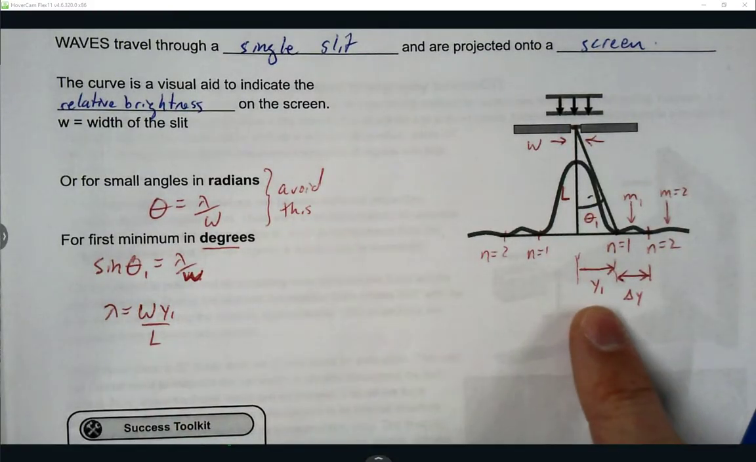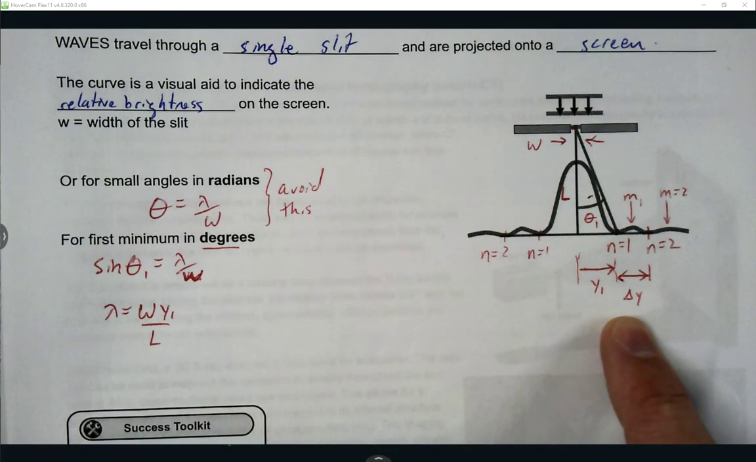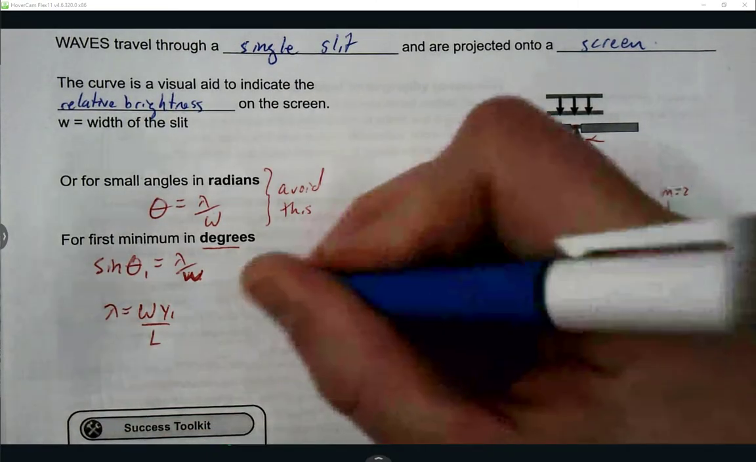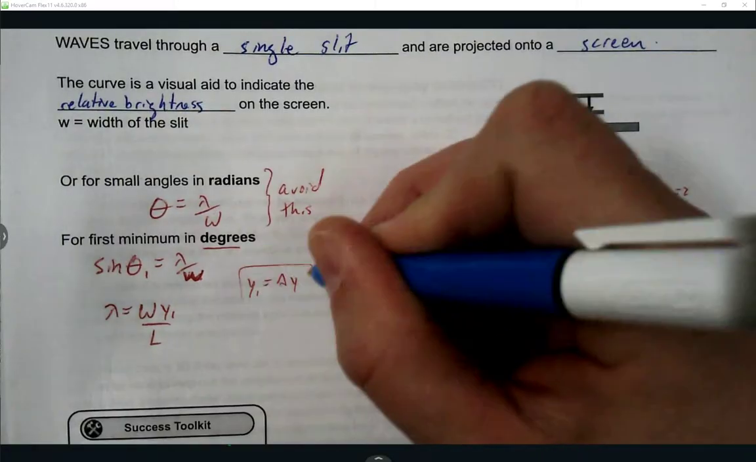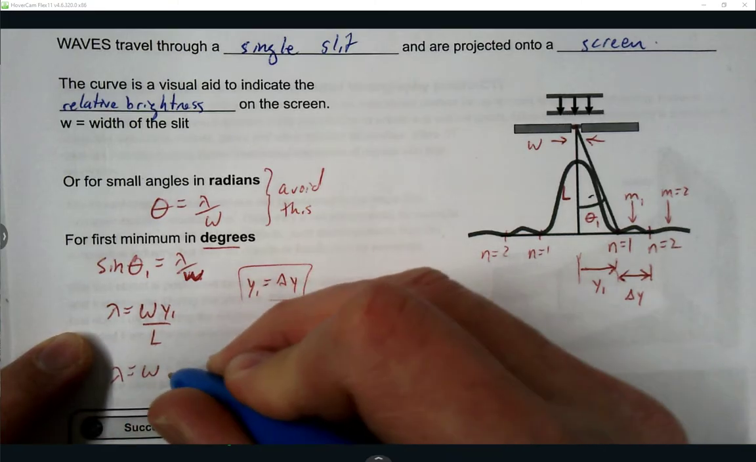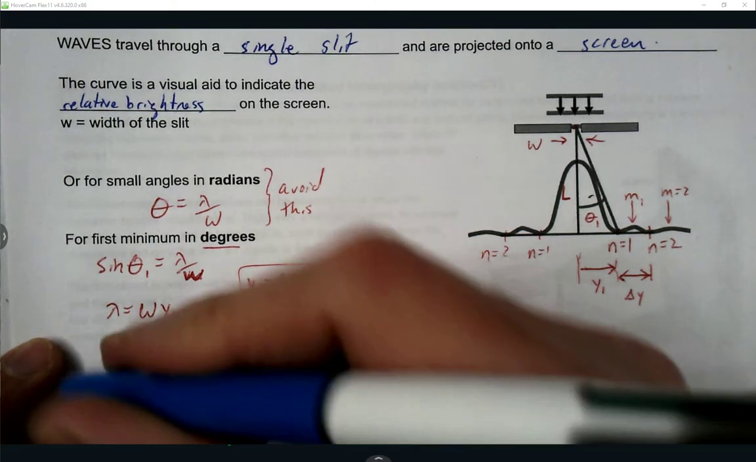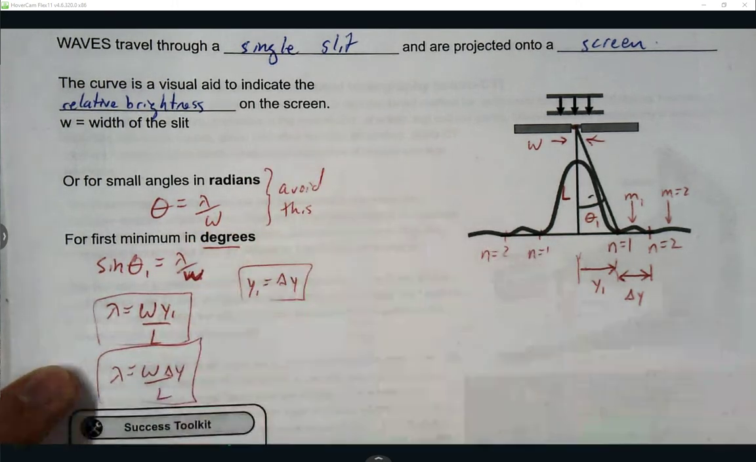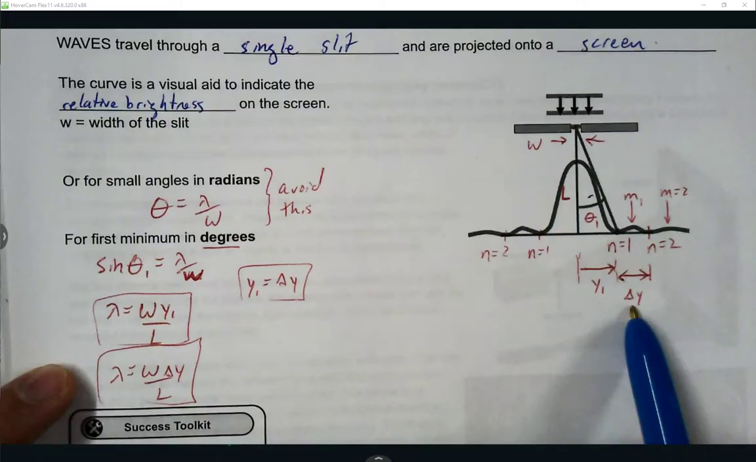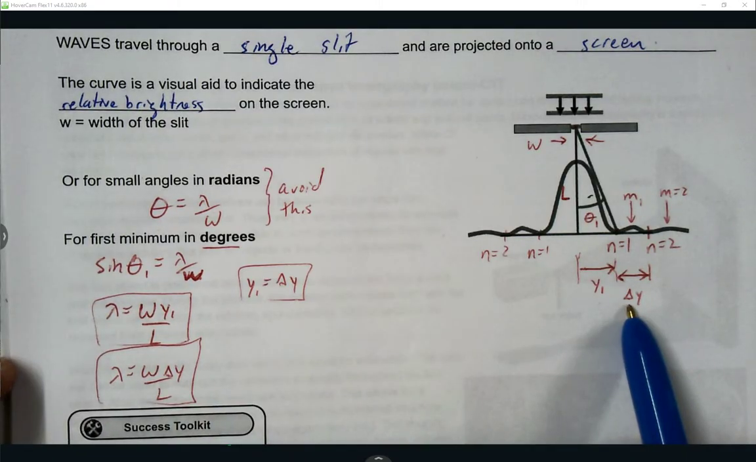Now notice that since the central bright region is twice the width of all the other bright regions, Y1 is going to be the same value as delta Y. Because Y1 is from the center out to that first dark spot, so it's half the width of the central bright region. Which means that Y1 equals delta Y, so I could also state it as lambda equals W times delta Y over L. Let's just let that sink in for a second. Those two equations mean the exact same thing, because since the central bright region is twice the width of all the other bright regions, Y1 and delta Y would be the same value.